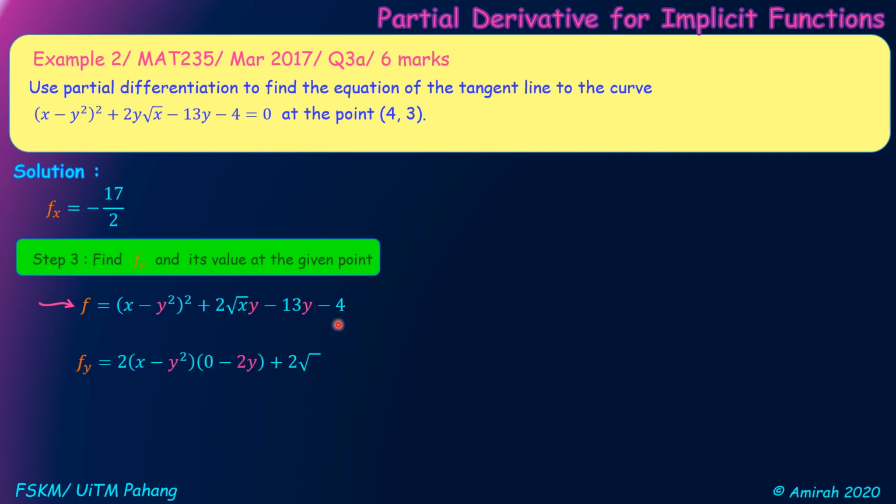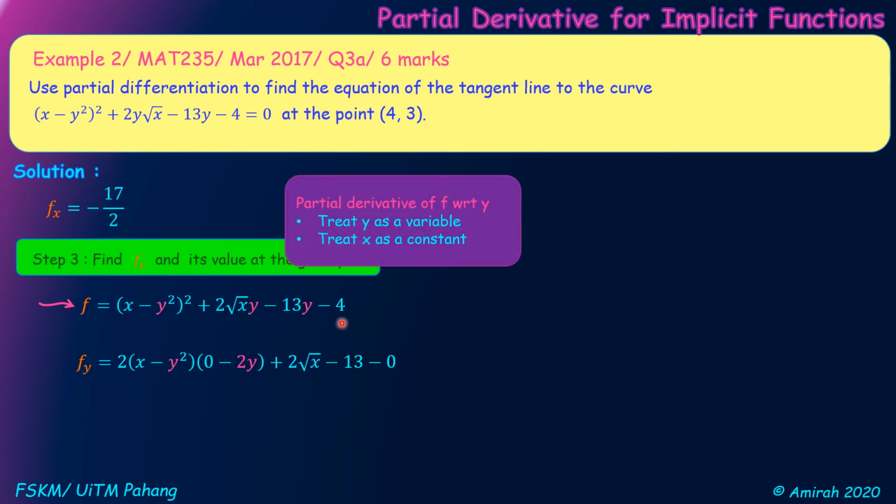Alright, then we get fy here. Before that, fy is a partial derivative of f with respect to y. We treat y as a variable and at the same time, we treat x as a constant. Since we treat y as a variable, to avoid error and make it easy to differentiate, we can write y in a different color and put the variable y at the back.